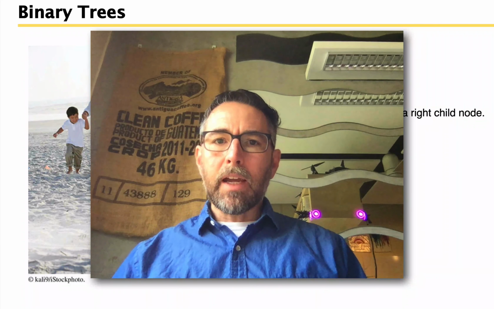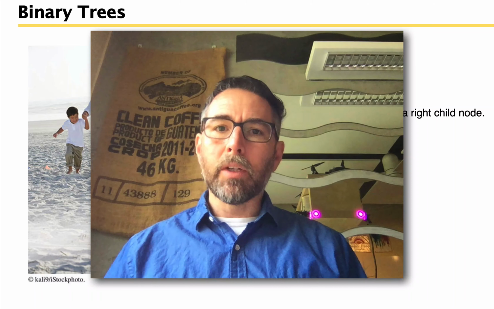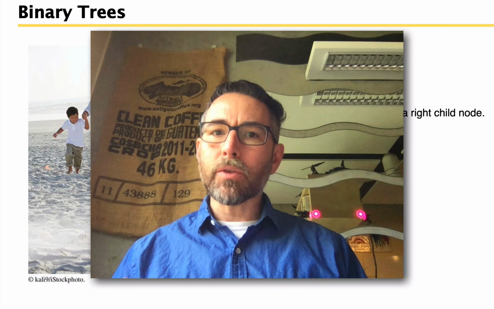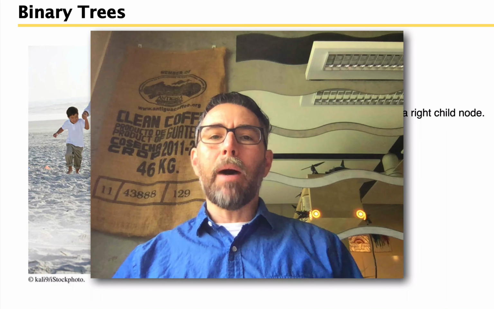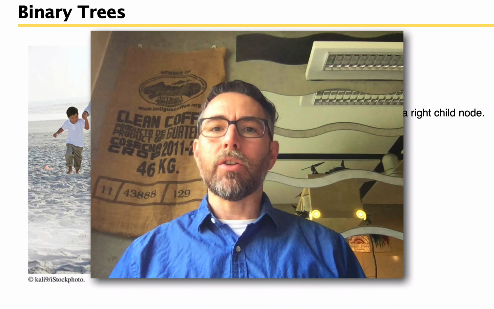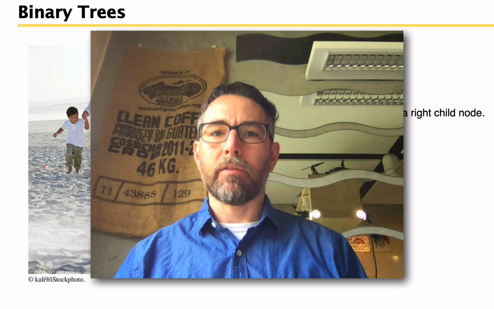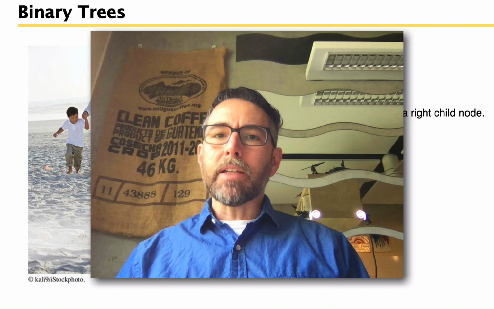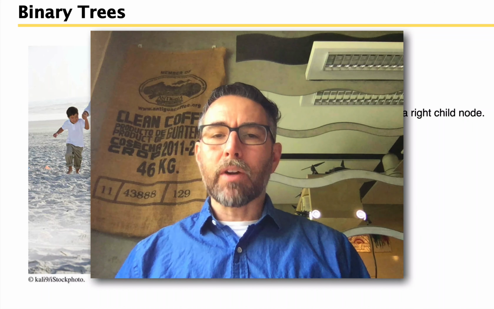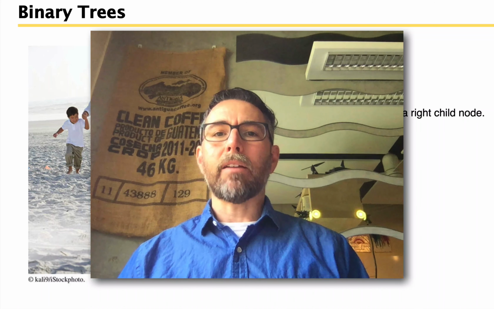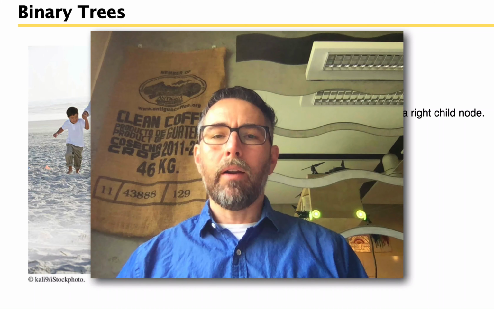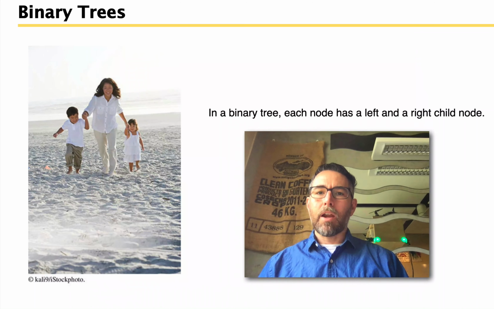Last lecture, we looked at the idea of a tree in general. We looked at an implementation of a tree, and that tree we looked at had the possibility of having many different children. Each node could have an entire array list of nodes. There is a subset of the tree data structure which constrains that child structure even more. And that subset is called a binary tree.